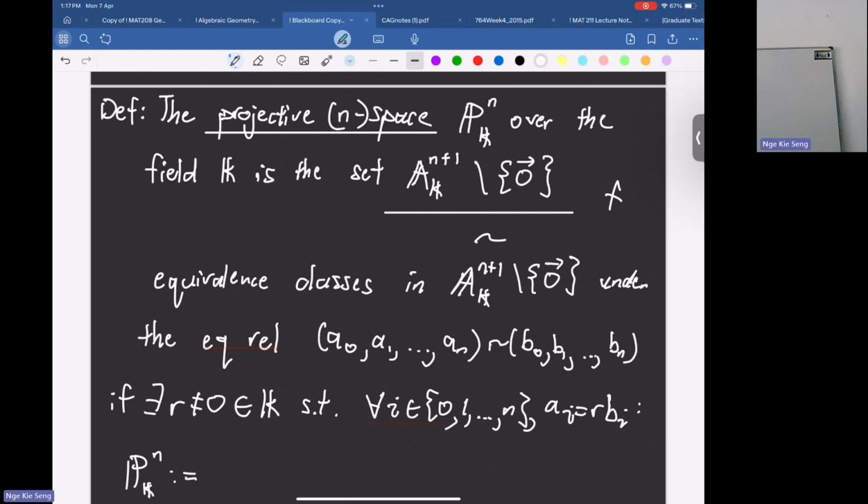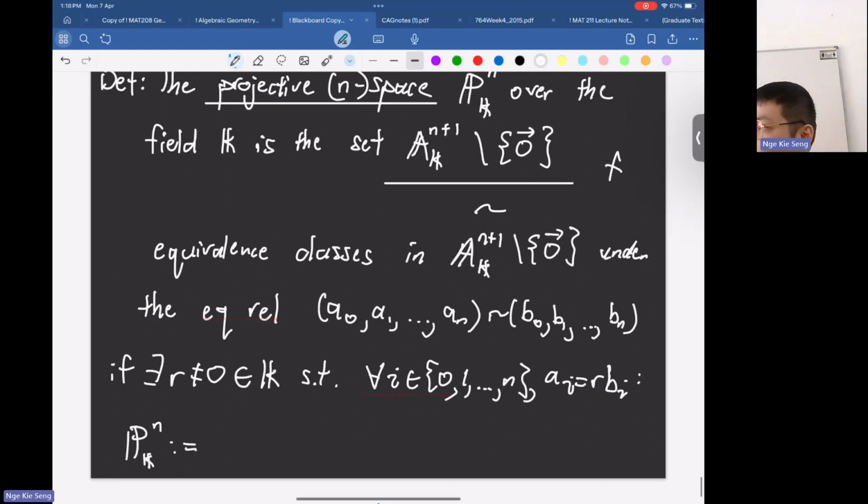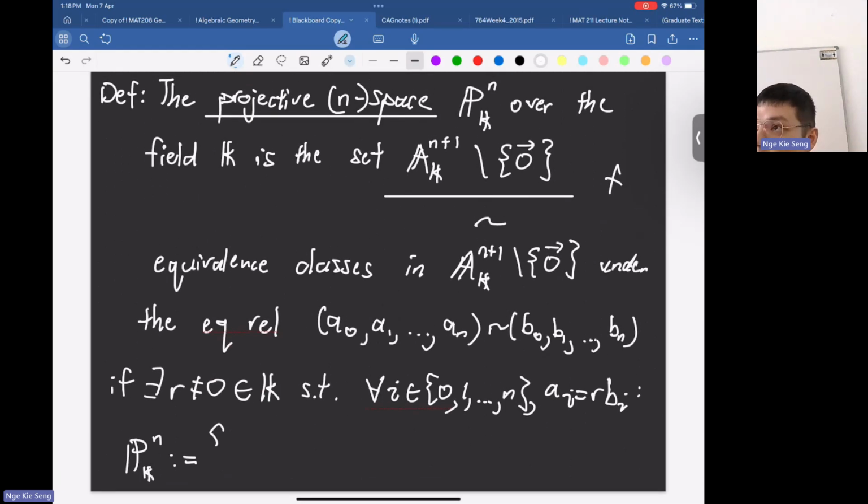So there's one thing you need to remember here about projective n space. You go to one dimension higher, one more tuple, then you do the equivalence. So basically, since this is an equivalence relation, how do these elements look like? You can form equivalence classes. So how do you write equivalence classes? Maybe we'll put a square bracket like this.